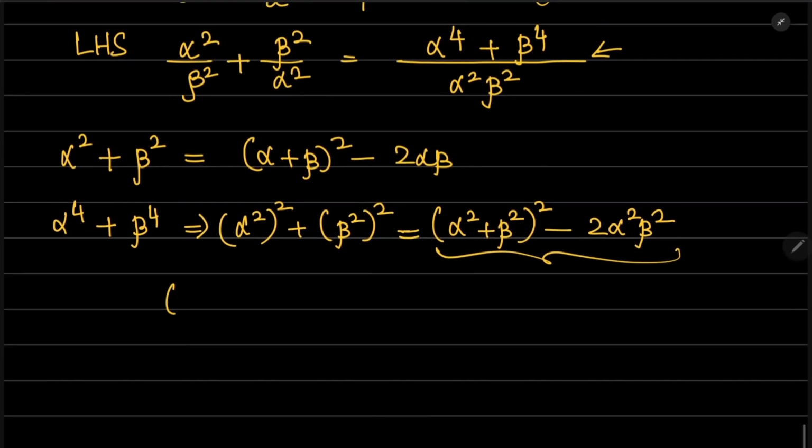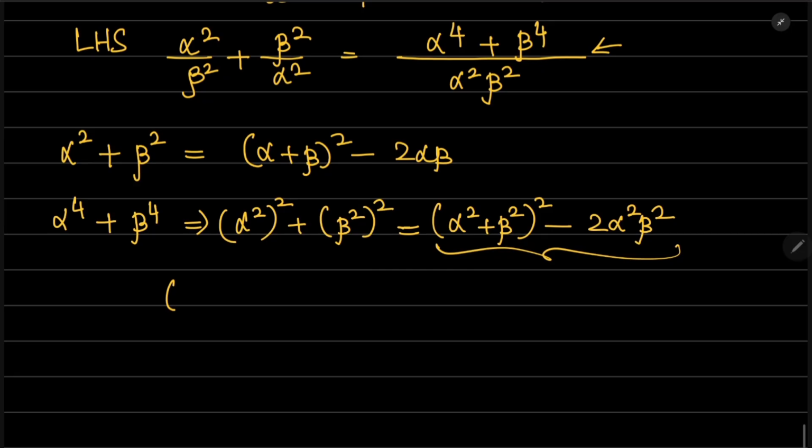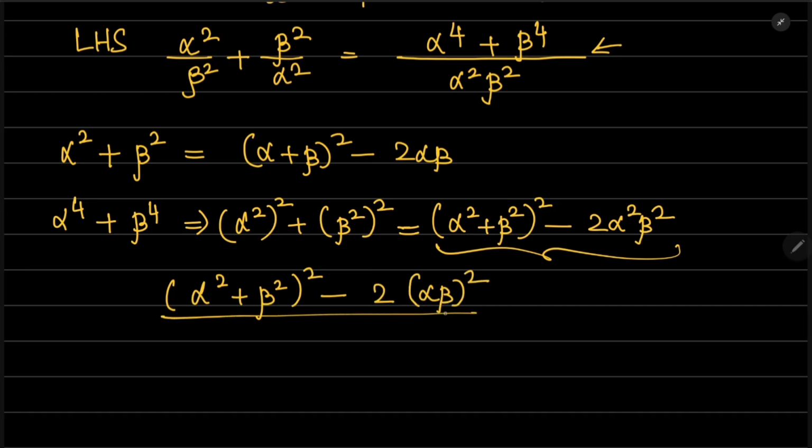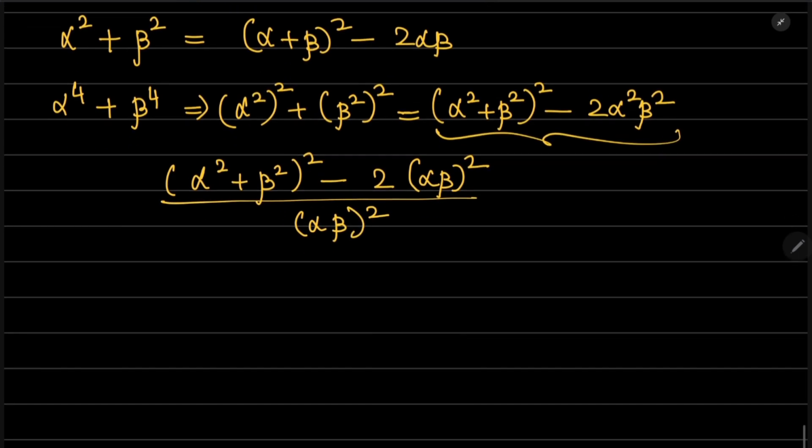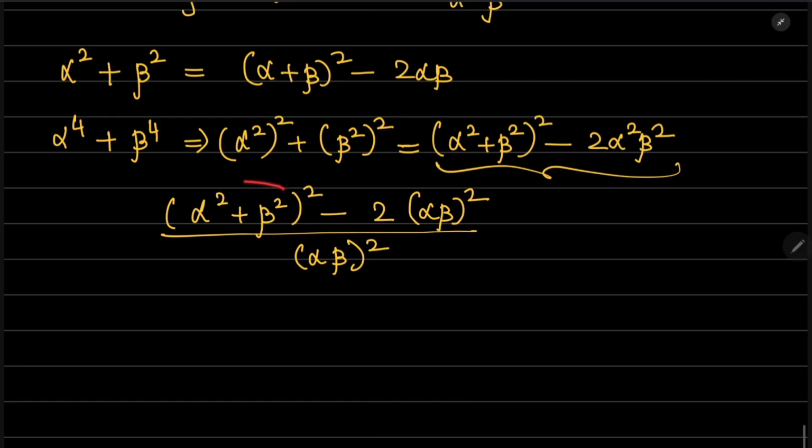The numerator will be, instead of alpha to the power 4 plus beta to the power 4, I am going to write alpha square plus beta square the whole square minus 2 alpha beta the whole square, divided by the denominator, which will also become alpha square beta square. I can write it as alpha beta the whole square. Now this term, alpha square beta square, we don't know yet.